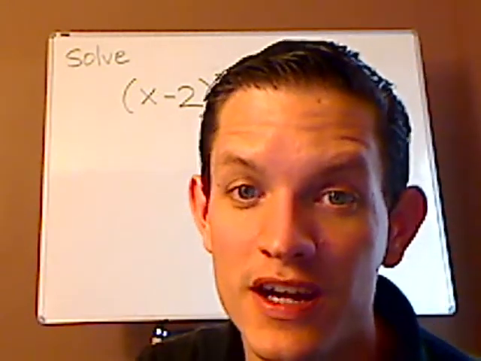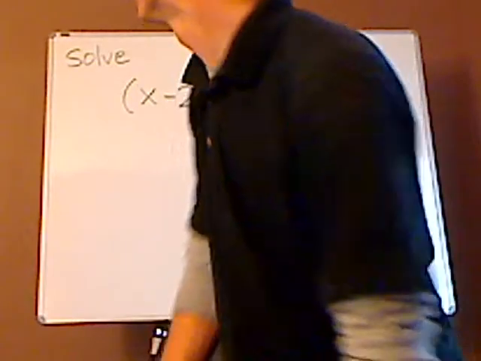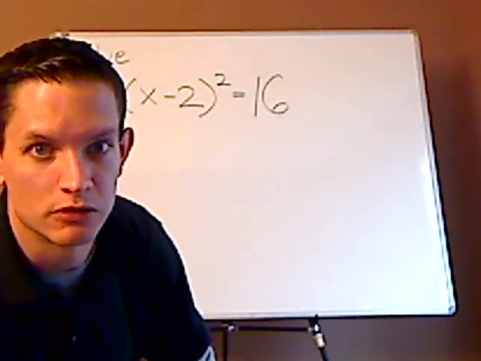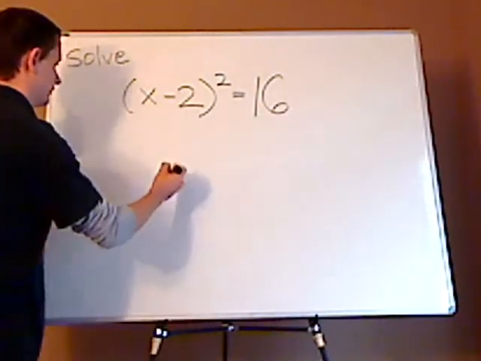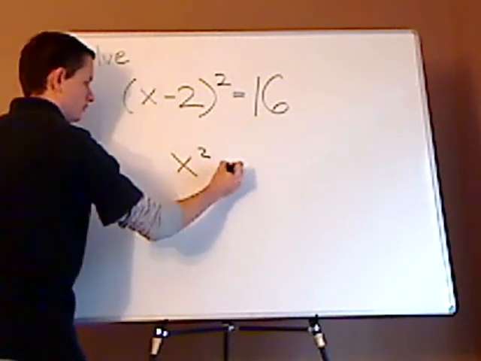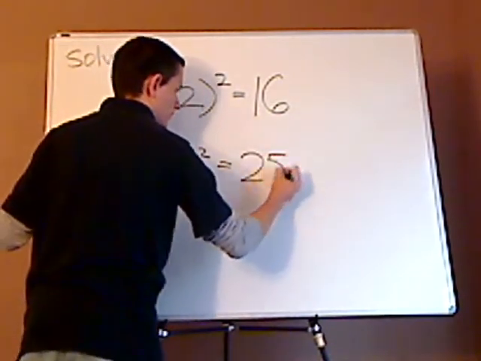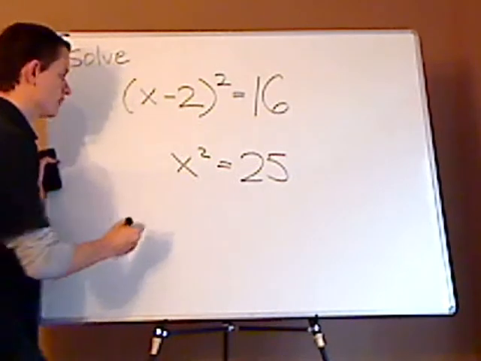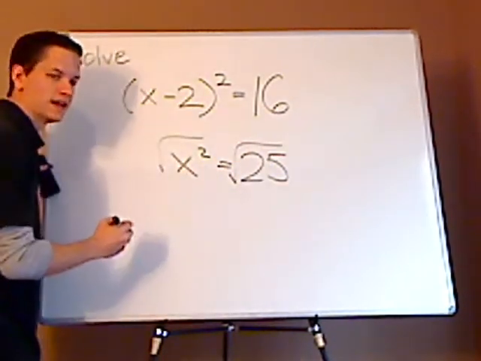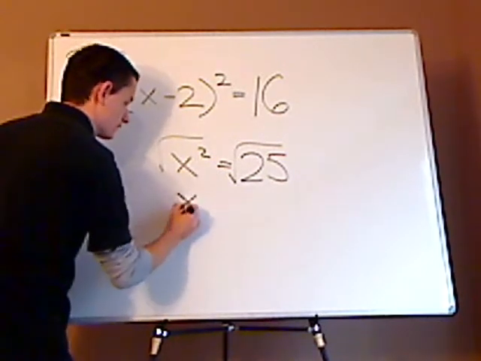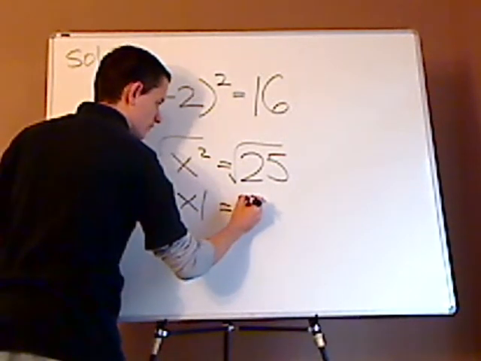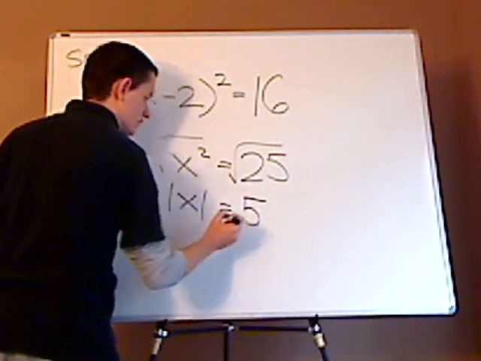Alright, what you want to do here is use the square root property. The square root property is simply this. If I have x squared equals 25, I can then square root both sides. When I square root both sides, I get the absolute value of x equals 5. The square root of 25 is 5.